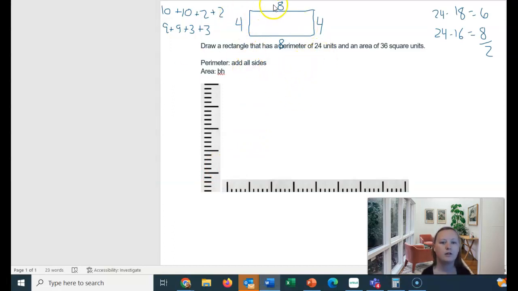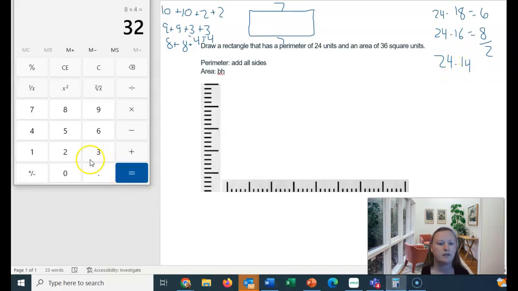All right. So now we've done 8 plus 8 plus 4 plus 4. Let's try some different numbers. What about 7 and 7? 7 and 7 is 14. So 24 minus 14, let's see. 24 minus 14 is 10.